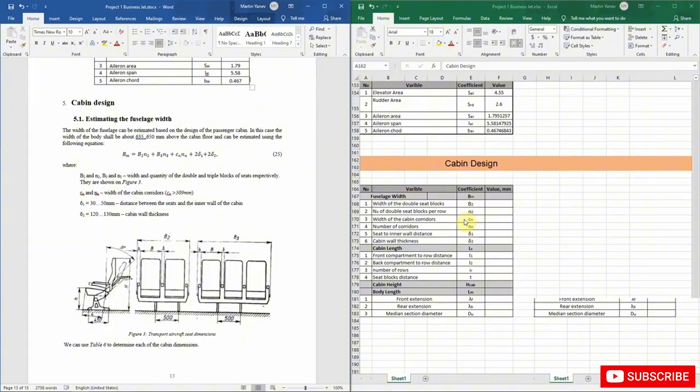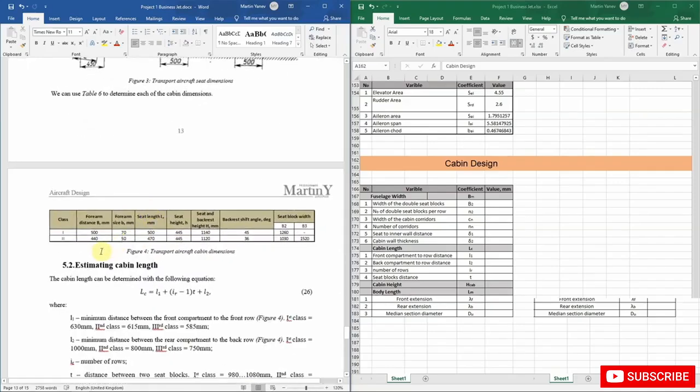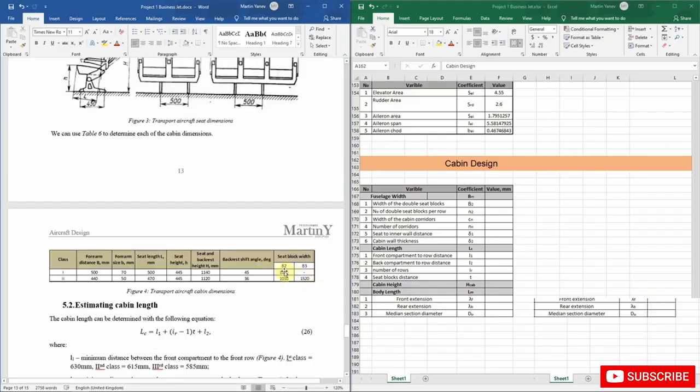And this is how we can find the width of our cabin. So you can actually use this table here that I'm providing for you, and you can see that depending whether the aircraft is first or the second class, you have different dimensions for the seats and so on. So for first class, the 2-seat block for first class has the width of 1260, and this is the value that we're going to use, 1260. Then the number of double seat blocks is 1. So our aircraft, since it is only for 12 passengers, will have only 1 block of 2 seats per row. Okay, so we're having 1 block here.